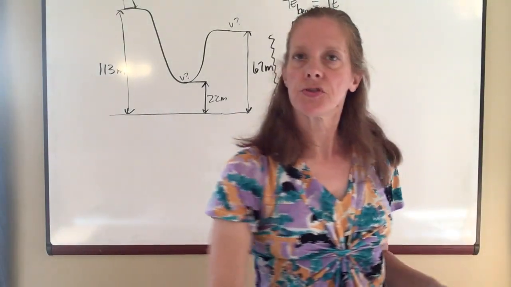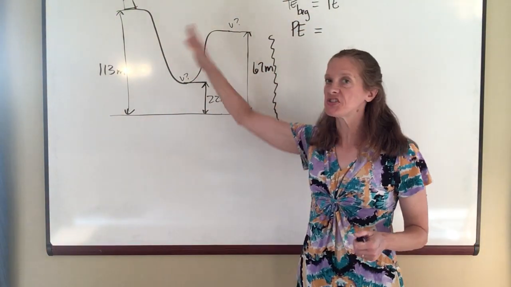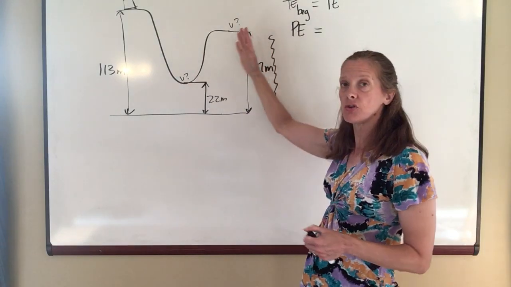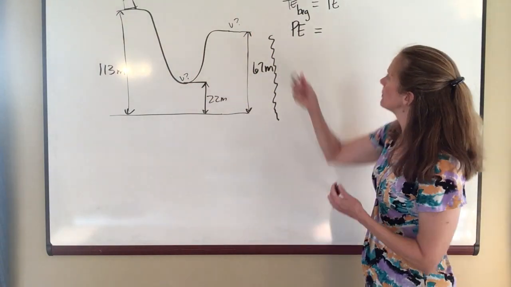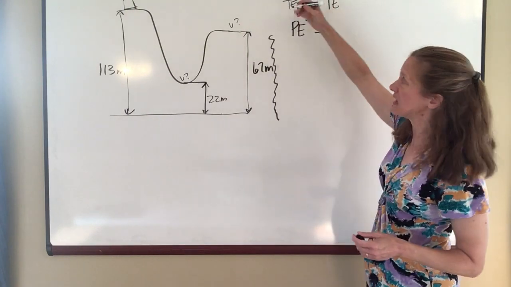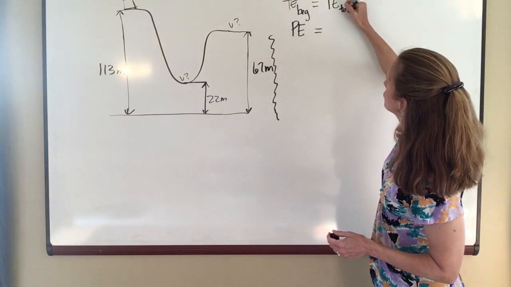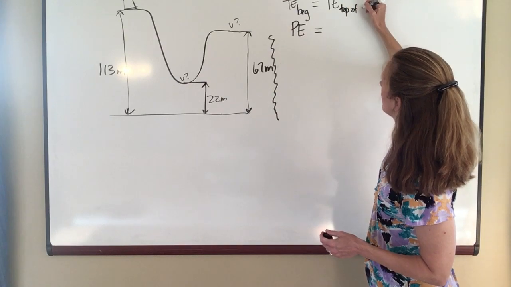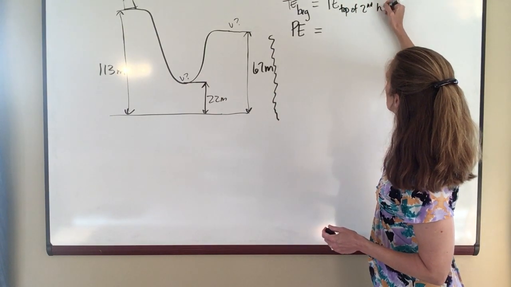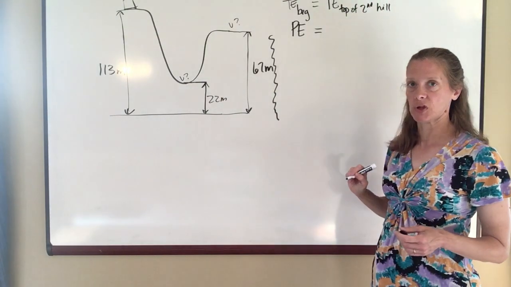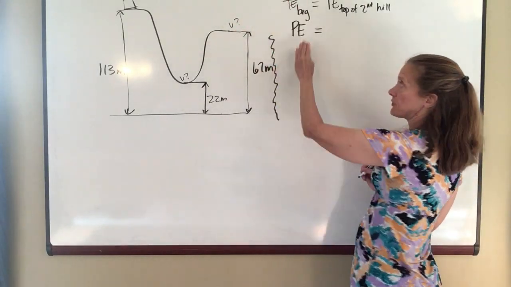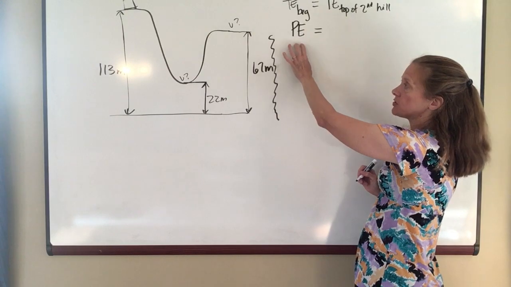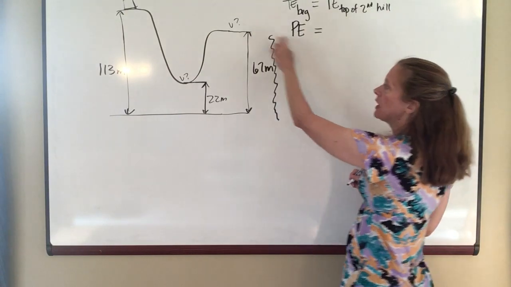The total energy that the car had at the top of the first hill is still the total energy that it's going to continue to have all the way through. So now I'm going to have the total energy at the beginning is equal to the total energy at the top of the second hill, okay? Well, at the top of the second hill, the first half of the equation still looks the same as it did before, potential energy at the top.